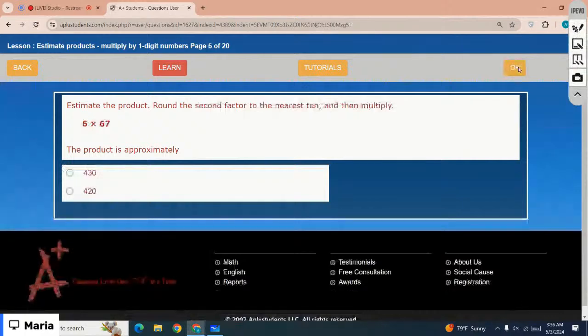Estimate the product, round the second factor to the nearest 10 and then multiply. So which is the correct option? 6 times 67. 67 times 6 equals. 67 is rounded off to 70. Yes, that is 420, the correct option.